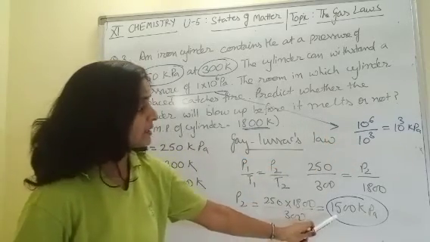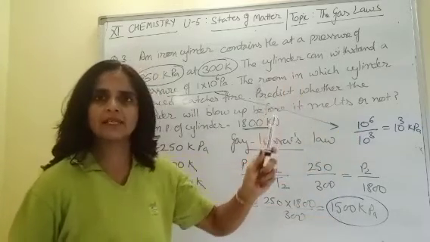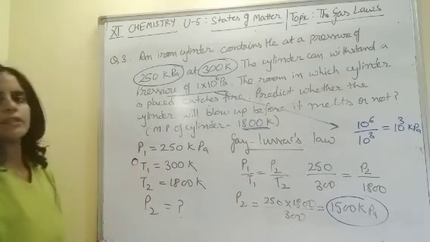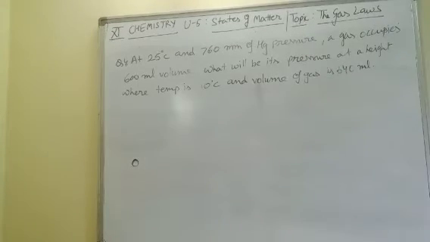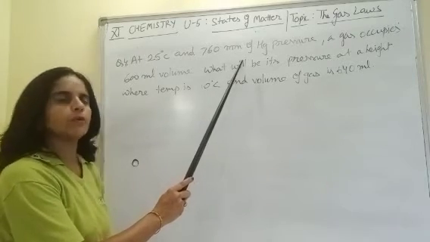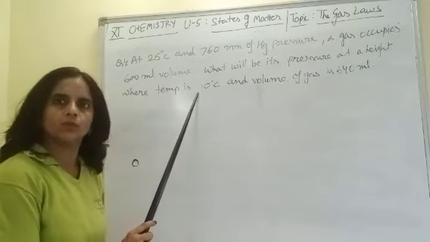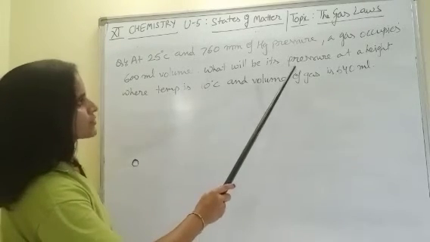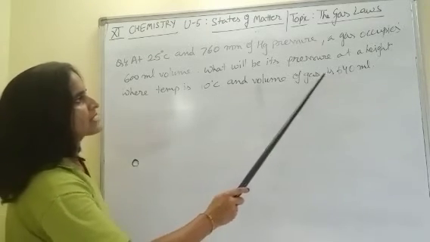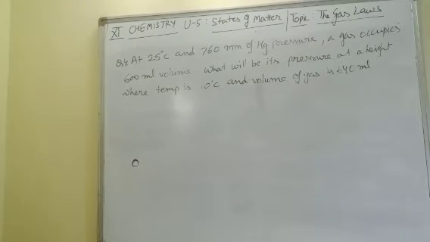But our answer coming is 1500 kilopascal, that is higher than that 1000 kilopascal. It means the cylinder will blow up. Right, children? So now the next question is, at 25 degrees Celsius and 760 mm of Hg pressure, a gas occupies 600 ml volume. What will be its pressure at a height where the temperature is 10 degrees Celsius and the volume of gas is 640 ml? Again, note down the parameters which are given to you.